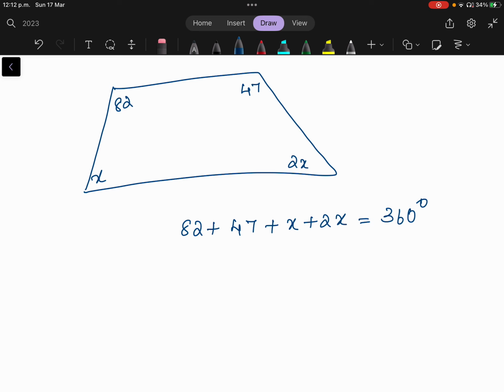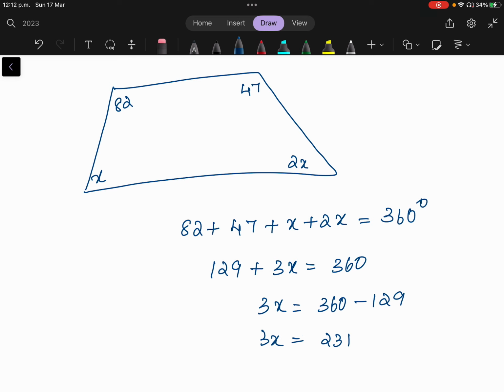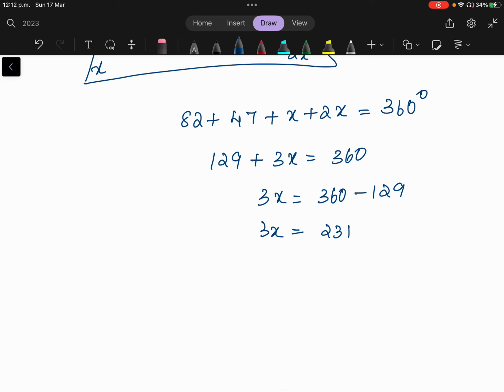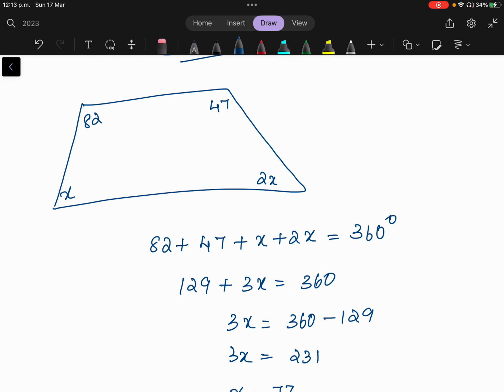Now 82 plus 47 gives me 129, plus 3x is equal to 360 degree, and 3x is equal to 360 minus 129, which will give me 231. Okay, so 3x is equal to 231, and then x is equal to 77. Okay, so whenever there's algebra, nothing to worry. You just work with all the quadrilateral properties, and then it will be basic algebra. There won't be any complex algebraic functions which will work on this. Okay, it will be very basic algebra.